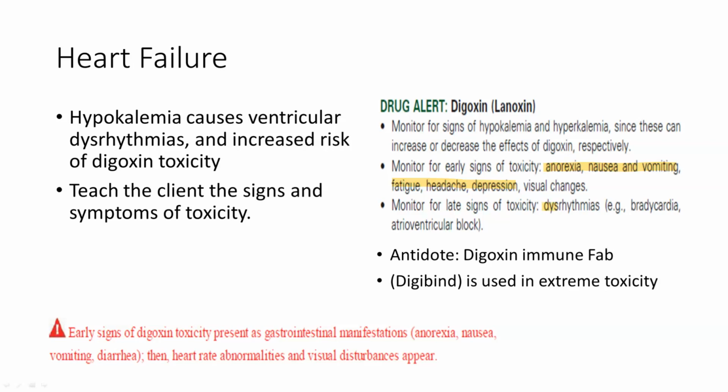And then we do see late signs and symptoms. So our other person over there, he didn't experience any of those with his dysrhythmia, with his periods of asystole. He went straight to the dysrhythmias. So that's his bradycardia and his AV block. So you will see it usually in the generic form of the digoxin immunofab or Digibind. And that's our antidote.